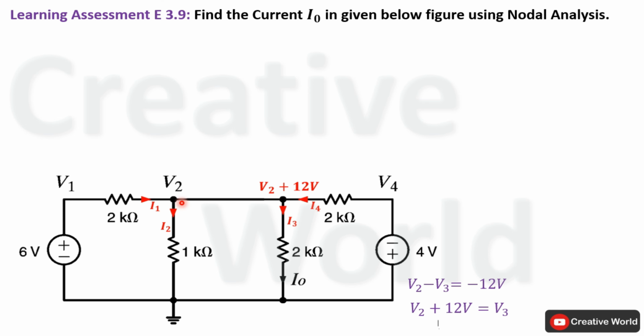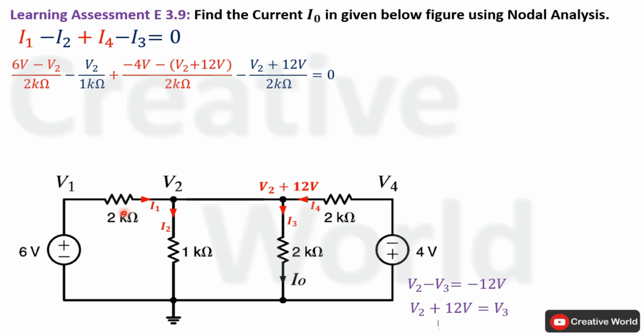Next step is to apply Kirchhoff's current law on this supernode. On this node, two currents are entering, I1 and I4, while two currents are leaving, I2 and I3. Leaving currents are taken with negative sign. In the next step, we have to replace these currents with their respective equations. Current I1 will be equal to 6 volt minus V2 divided by 2 kilo ohm. The direction of current is towards V2, which indicates that 6 volt will be on higher potential than V2.